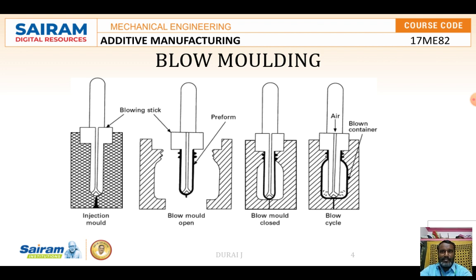High density polyethylene tops the list in terms of annual consumption. Mainly in blow molding, there are injection mold, blow mold open, blow mold close, and blow cycle. Like this, the various steps take place.